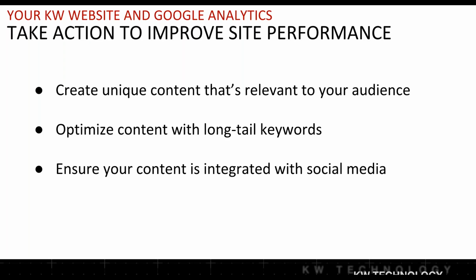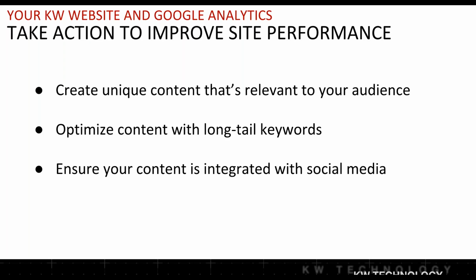The first one is your content. Create more of it and make sure that it's unique and relevant to your audience. You don't want to use the canned content that comes with your website. Your website does come with 4 blog posts out of the box to get you started. You absolutely want to go into your KW website and customize those blog posts and add more of your own, with unique content and unique photos, and make sure it's very relevant to your target audience. The more content you have that they like, the more they're going to come back and share it with others.